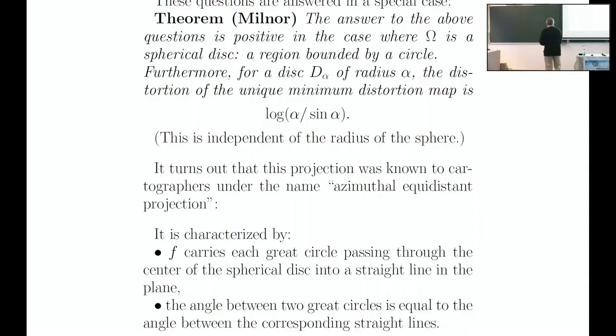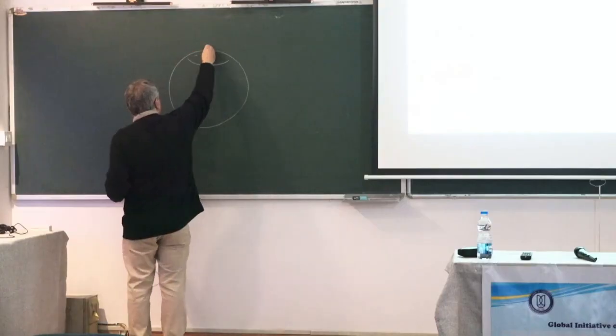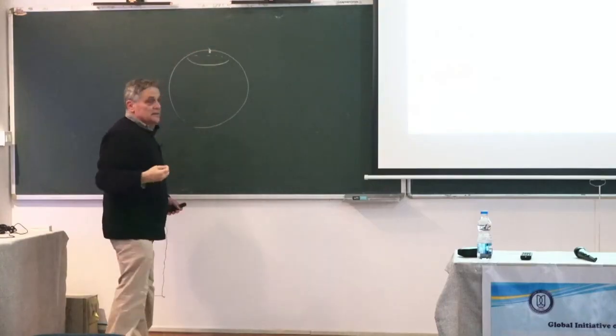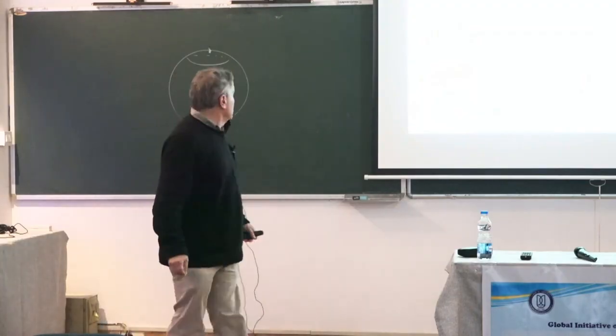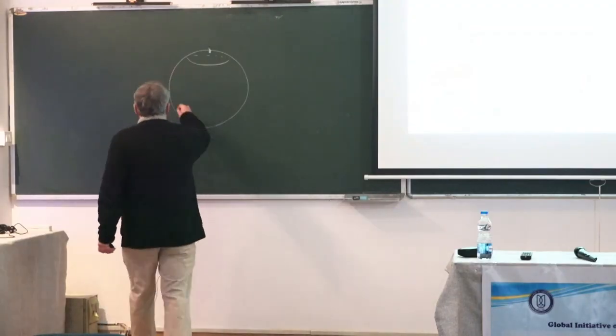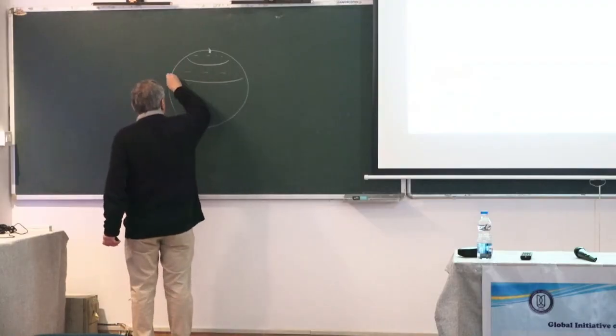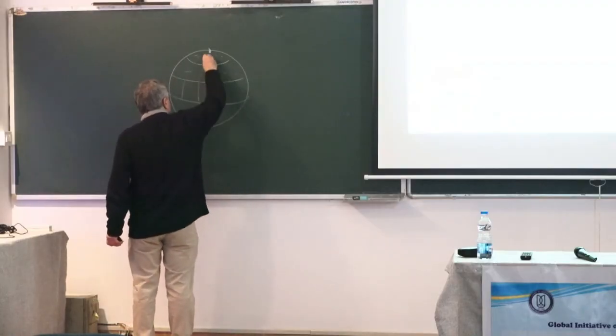So what is a spherical disk? It's just, I take a point and then I take the set of points where the distance to this point is less than a certain constant. This is a spherical disk. This is also a spherical disk. So this is a spherical disk.